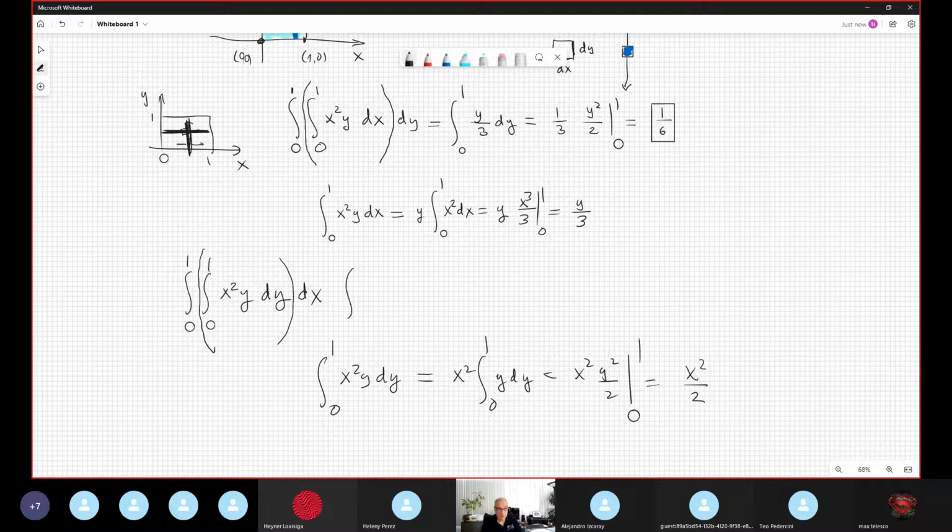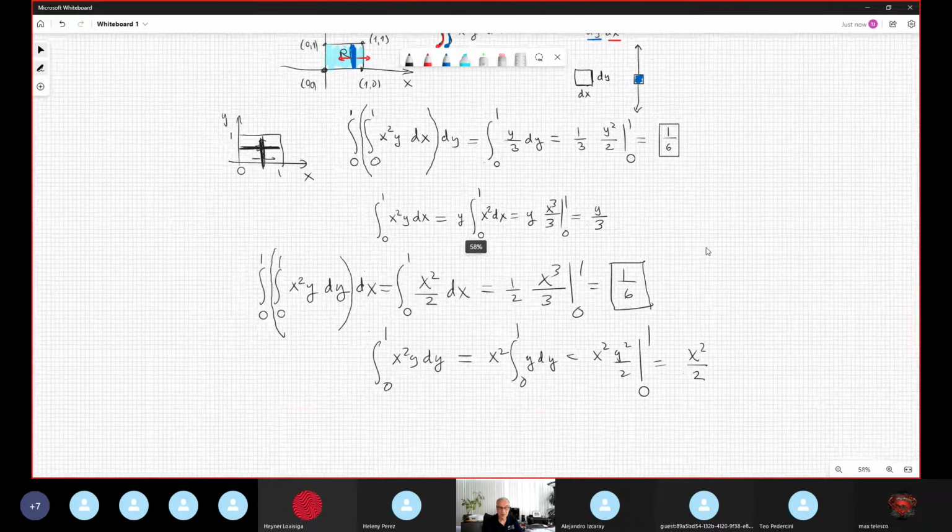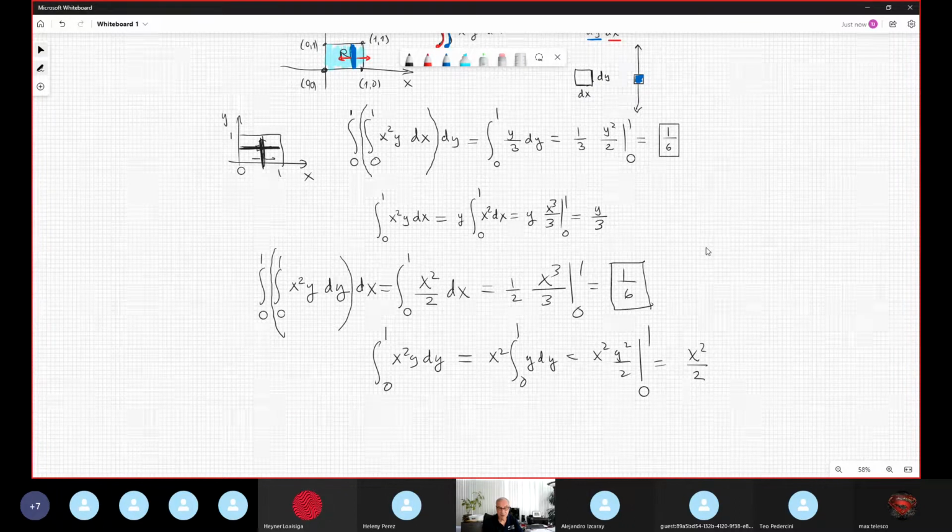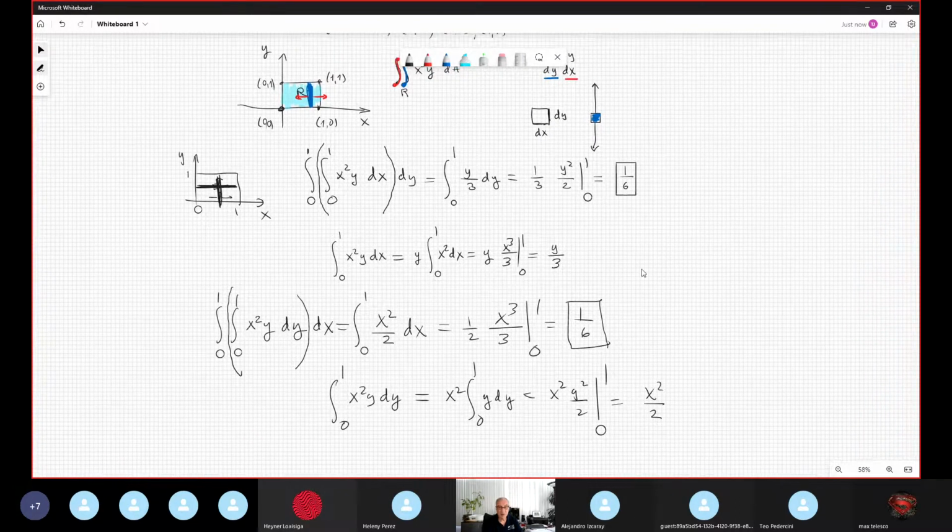Now I come back to the other integral, which is x squared over 2 and the dx. Okay, this is easy. It's 1/2 x cubed divided by 3, right? Evaluating between 0 and 1, and the answer is the same. And this is no coincidence. This is a fact. It always happens that the order of the integral is completely irrelevant. You take the most convenient order to evaluate the integral.